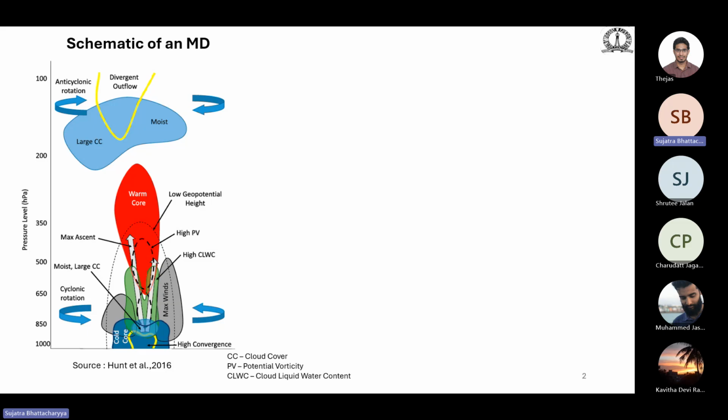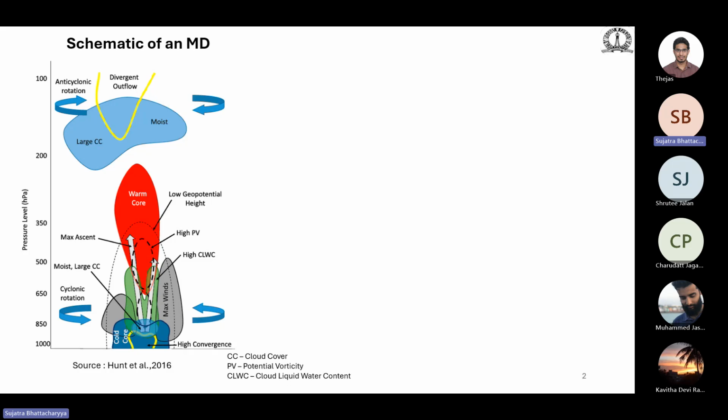The distinctive feature is this particular warm core over a cold core structure of temperature. It's a very unique structure with a depression. Apart from that, there is a high PV anomaly core that sits around the center at around 500 hectopascal and a secondary core around 700 hectopascal. So this is a typical structure of how a monsoon depression is.